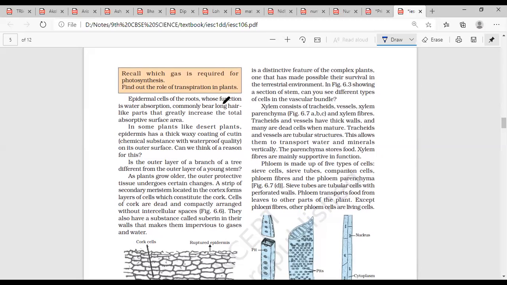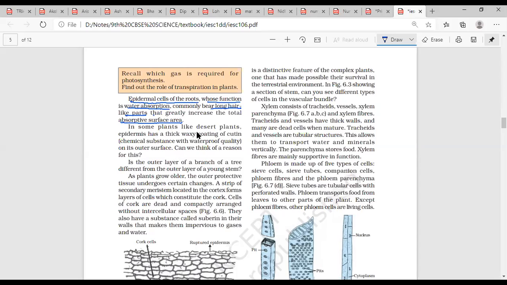Epidermal cells of roots, whose function is water absorption, commonly bear long hair-like parts that greatly increase the total absorptive area. So these are the epidermal cells of roots, and their function is water absorption. They have many hair-like structures so that they can absorb more water. They increase the surface area so that more water can be absorbed.